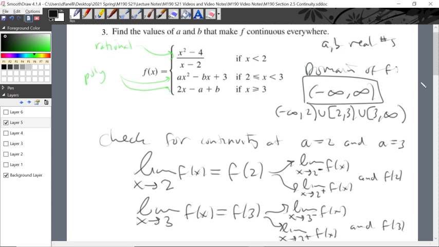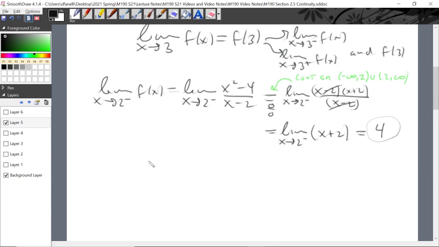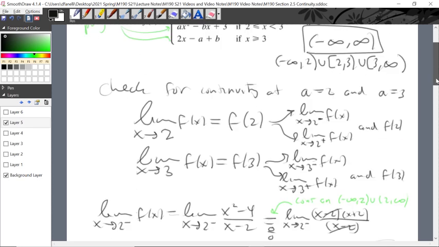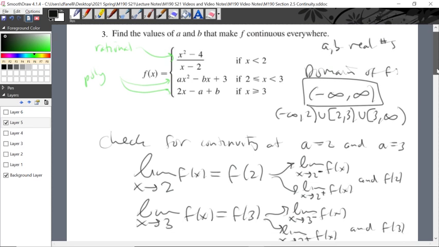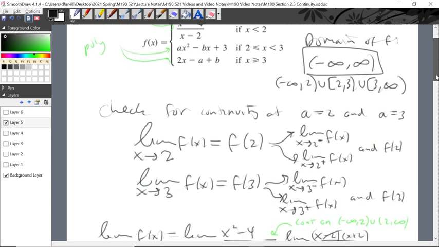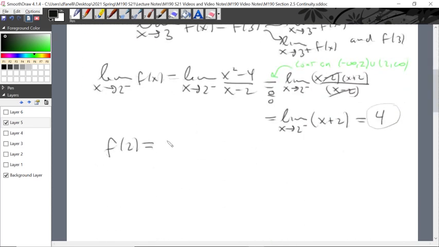Now what's the value of the function at 2 itself? Okay, let's find that out. F of 2. So we're choosing x is equal to 2, which puts us on this middle piece right here. And plugging in 2 for our value of x on that middle piece, we would get a times 2 squared minus b times 2 plus 3, which simplifies to 4a minus 2b plus 3.